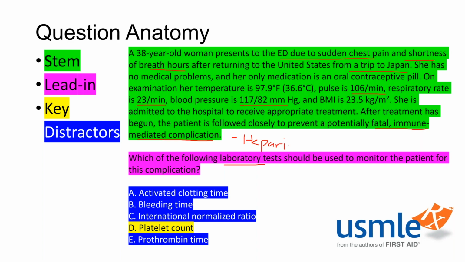And for those of you that are interested in scoring systems, there's one called the 4T score. You can look that up, and it'll tell you if your thrombocytopenia is actually due to HIT or due to some other cause.